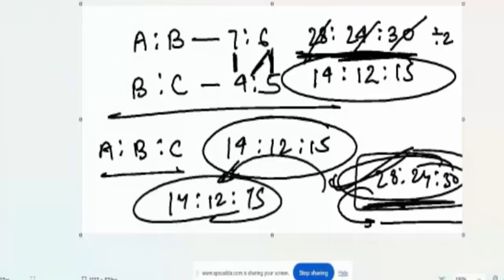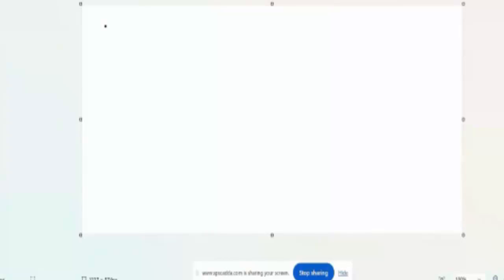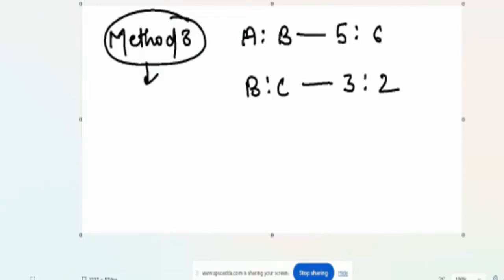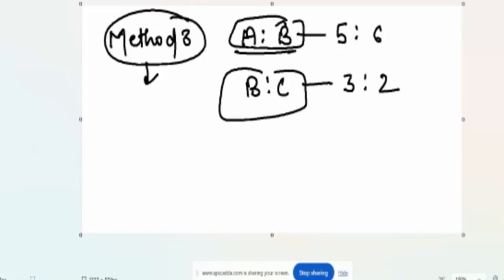Now let me tell you method number 3 again. Have you got method number 1 and 2? Yes, ma'am. Okay, let me tell you method 3. See, this is a very straight method, and if you get this method properly, then ratio and proportion will be like a very normal game for you. Here you just need to do one thing, A, B and B, C. Like we have example 5, 6 and then we have example 3, 2. What you need to do is equalize the ratio of a common element. In both equations, we have a common element B, correct? So we need to equalize the ratio of B.